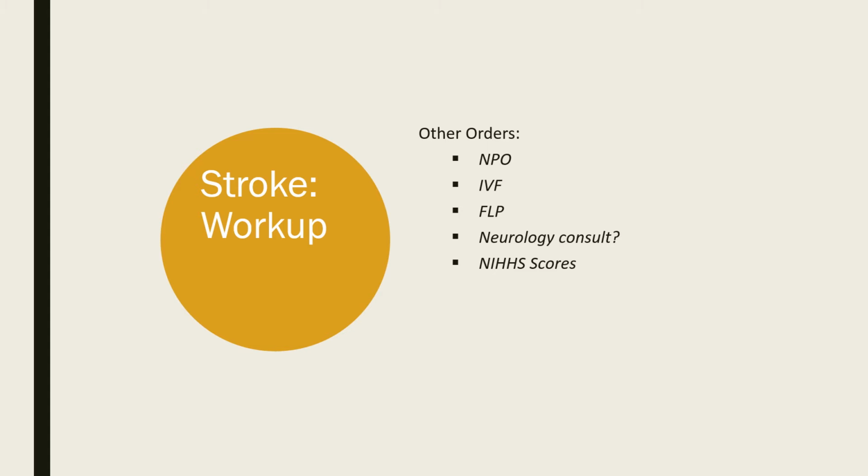NIHSS scores, this is something that is automatically done. It's pretty much a part of any order set for stroke in the country. It stands for National Institute of Health Stroke Scale. It measures neuroimpairment using a 15-item scale. It's basically become the standard stroke impairment scale, and it's used to predict long-term outcome after acute ischemic stroke. The limitation, though, is it really doesn't capture all stroke-related impairments, particularly vertebrobasilar circulation strokes.